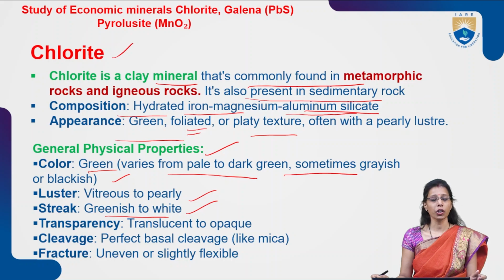If you remember what the streak of a mineral is, basically streak means the color of the mineral when we try to make it in powder form. So the basic color is what we call streak: once we streak it on the streak plate, the color which we get is what we call the streak of the mineral. Now the transparency of this mineral is translucent to opaque.